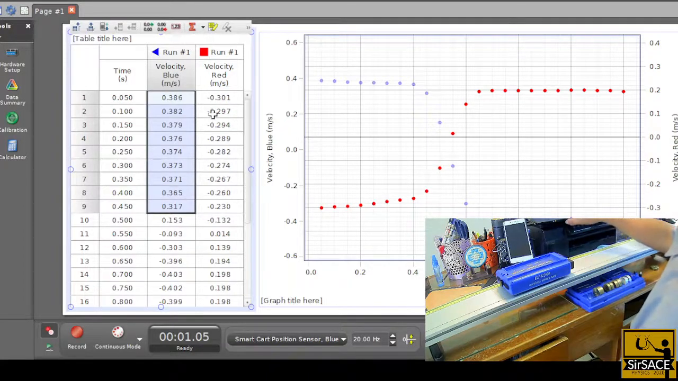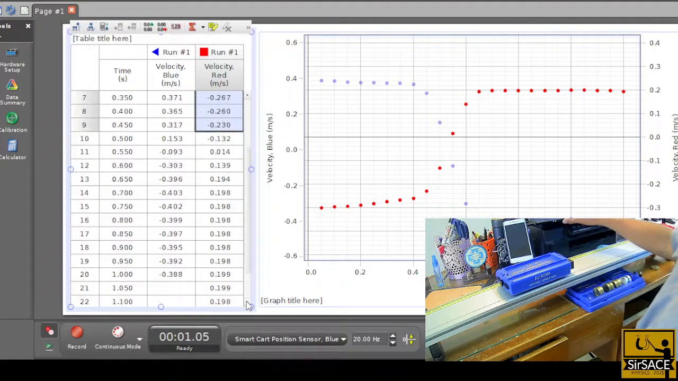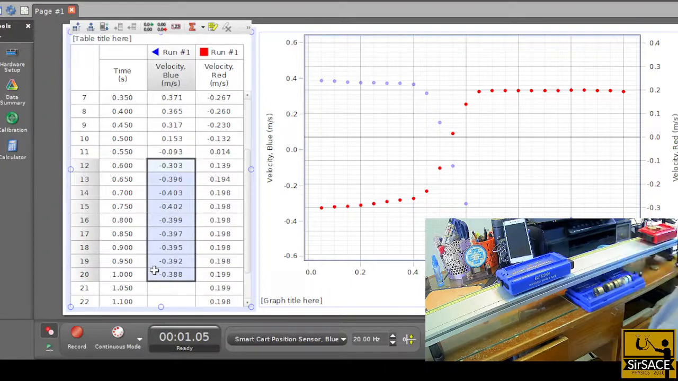Then in the opposite, we have here the negative velocities for the initial velocity of red. Okay, then for the final velocity, scroll, it starts here, more or less. So take the average of this. This will be our final velocity of the blue cart. Take the average of that.